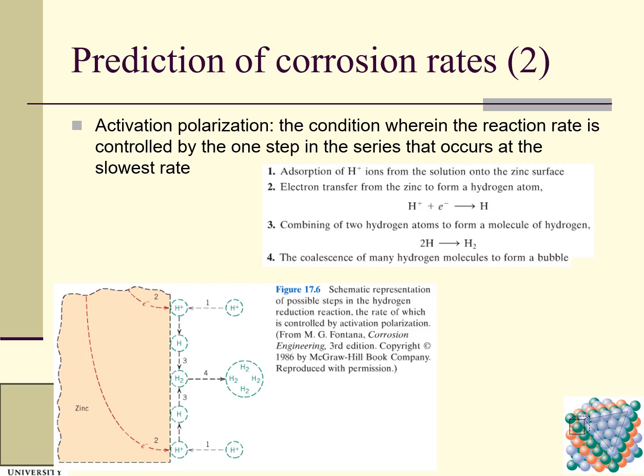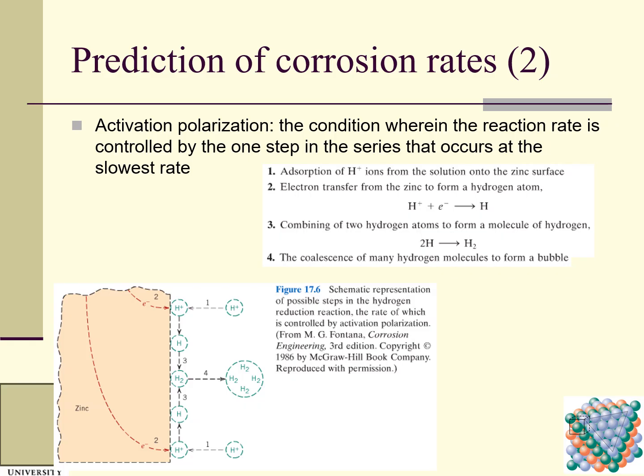And so you can see here, we have 4 steps. First, adsorption of hydrogen ions from the solution onto the zinc surface. This is Zn, zinc. Then electron transfer from zinc to form a hydrogen atom, right? Then combining of 2 hydrogen atoms to form a molecule of hydrogen. This is what I told you. And then the coalescence of many hydrogen molecules to form a bubble.